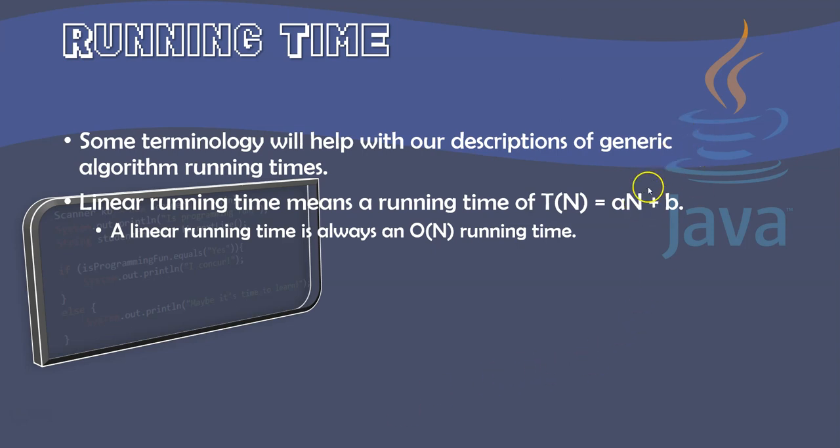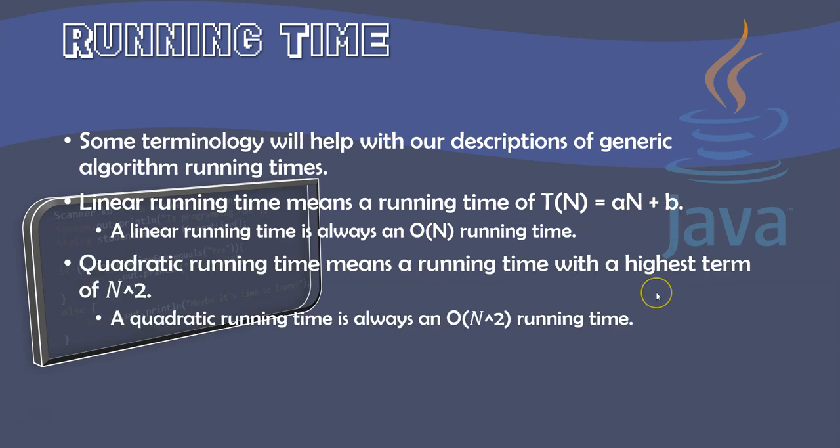And the way to think about this is, if I were to get rid of this a, get rid of this b, what am I left with? I'm left with n, so it's a big O of n. Now, quadratic would mean that we're running the highest term of n squared. So quadratic runtime is always big O of n squared runtime.